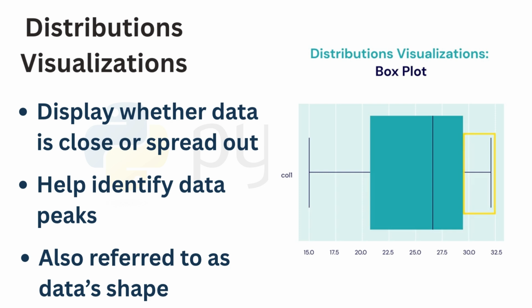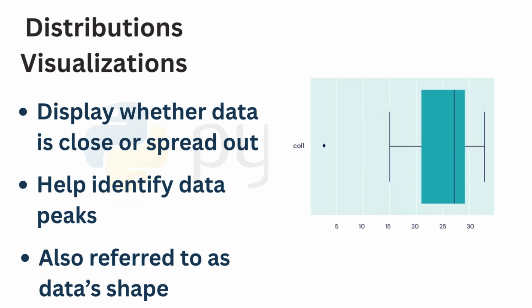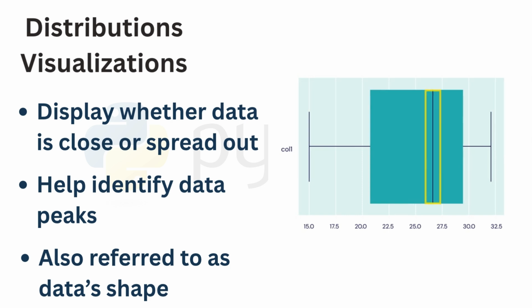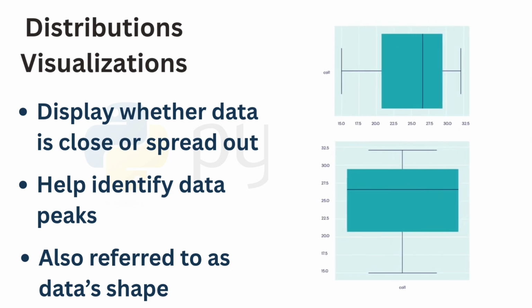Know that there are other outliers, data points that are well outside the rest of the data's range. They can be represented with a single point. The line in the main box is at about 26, which represents the median. Also note that although we're showing a horizontal box plot, box plots can be displayed vertically.